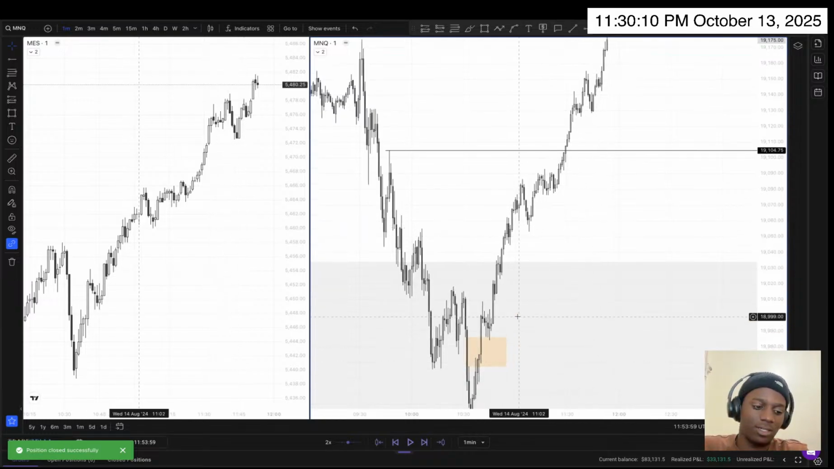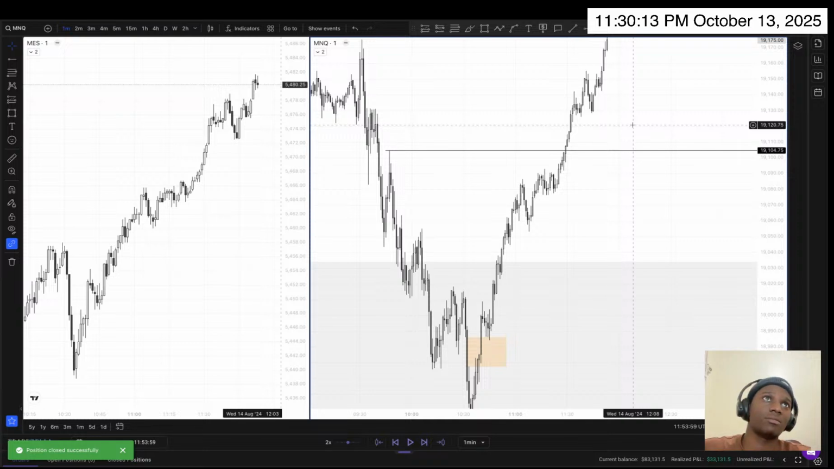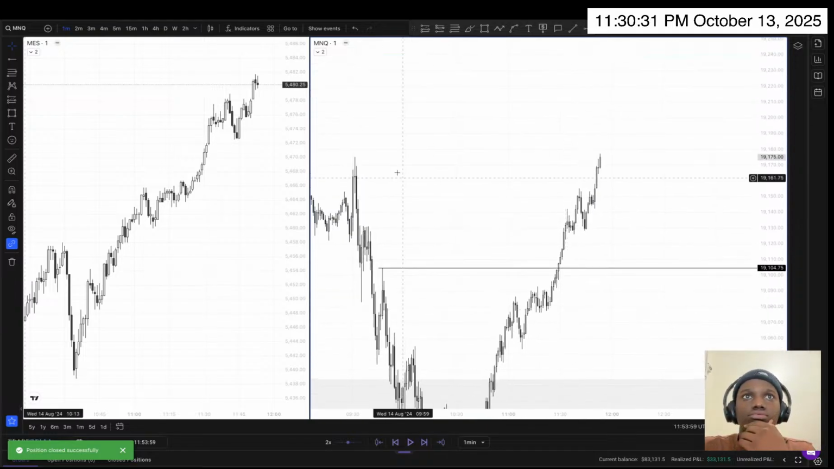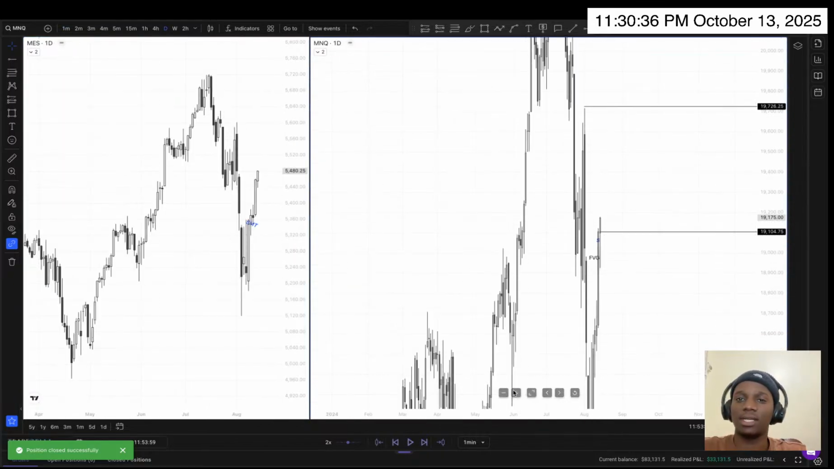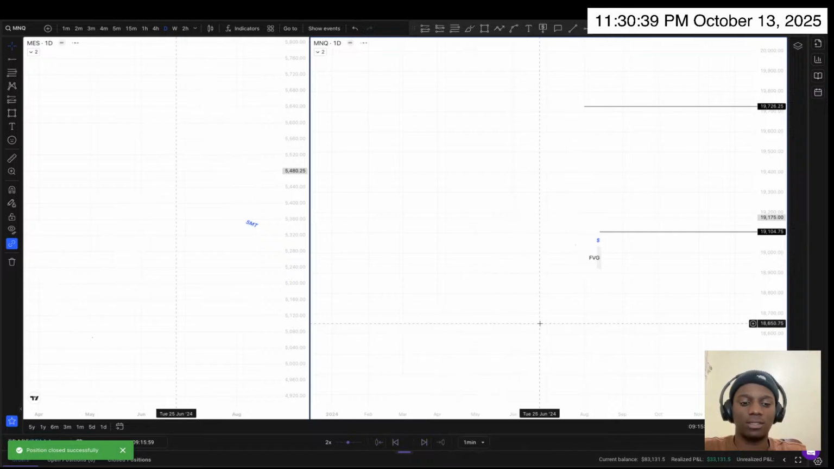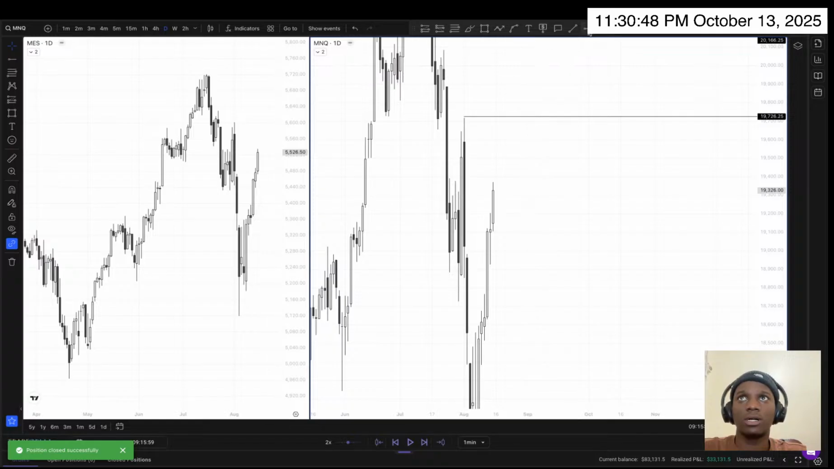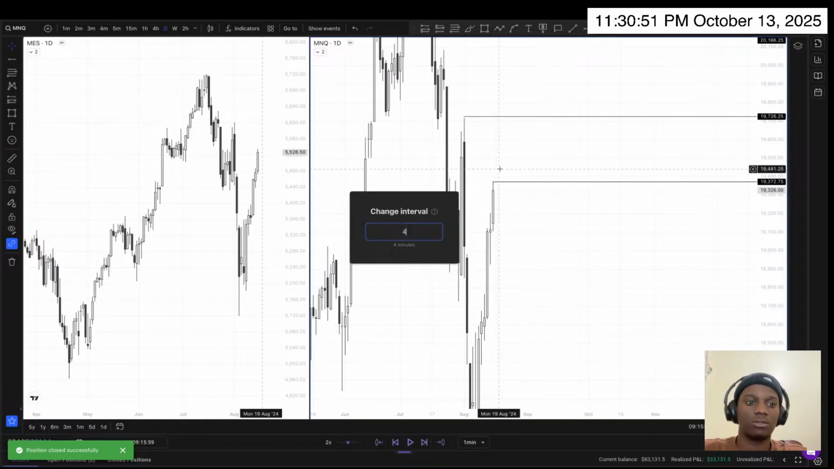But I mean, from here to here is also not bad. 106 handles. It's not bad. It's not bad for real. I like the movement there. Near daily. Daily high. This thing here is good. 4 hour.